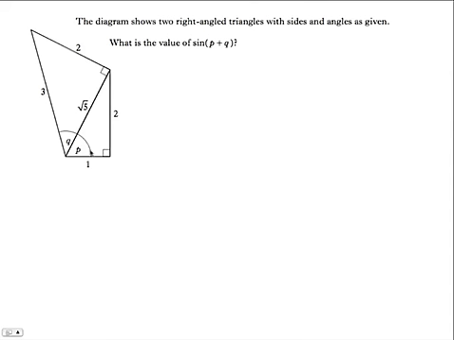Now, it's obvious that this large angle is not one of the angles of the right-angled triangle. Parts of this angle, the two bits it's made up of, are certainly angles in right-angled triangles. P is an angle in this right-angled triangle, and Q is an angle in this larger right-angled triangle. But the actual angle P plus Q is not an angle in a right-angled triangle. So finding the sine of this angle is not immediately possible.